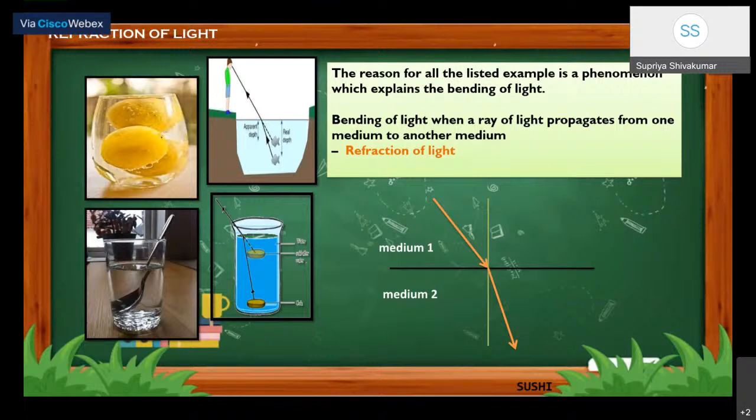When you go through the diagram here, I have given medium one and medium two. These are two different media. When a ray of light travels from one medium to another medium, you see that there is a change in its direction, or you can say that the ray has bent. What is the reason for the bending of light? It is because of the speed of light. The speed of light depends upon the medium in which it is traveling. So the cause for the change in the direction of the light is the change in the speed of the light when it travels from one medium to another medium.